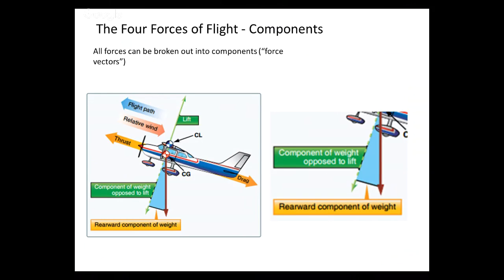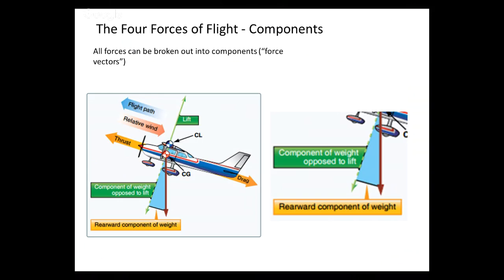The four forces simply act in their relative directions. Thrust typically acts forward, drag backwards, weight always acts towards the center of Earth, lift opposite weight. But the forces can also be broken out into what are called components. I've got just one example of many here on the screen. Thrust is providing the power for the aircraft to fly through the air. Drag is opposing that force.